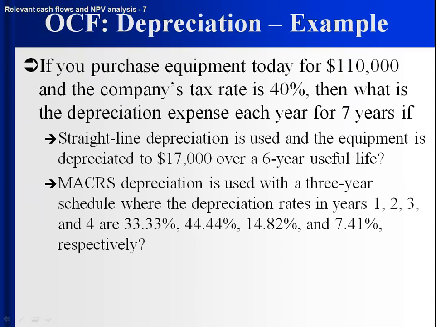So let's take a look at a couple of examples. Here we're going to buy equipment for $110,000. The tax rate's 40%, and we want to know what the depreciation expense is going to be for each year for 7 years, so at time 0, 1, 2, 3, 4, 5, 6, 7. We just want to know the expense, so the tax rate's actually irrelevant. The first thing we'll look at is Straightline depreciated to $17,000 over a 6-year useful life.